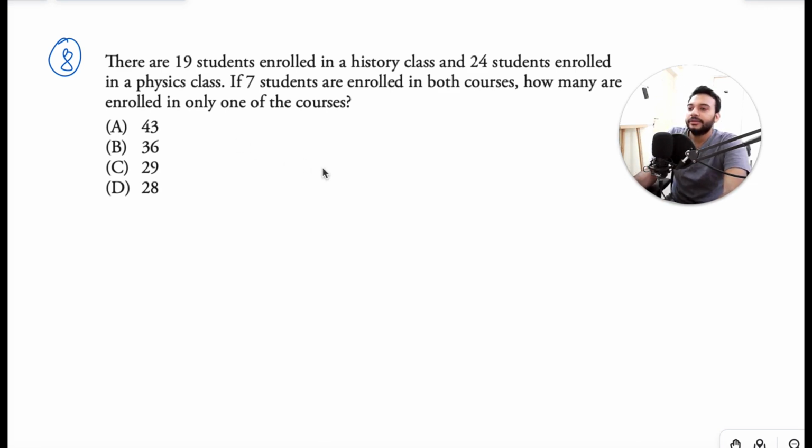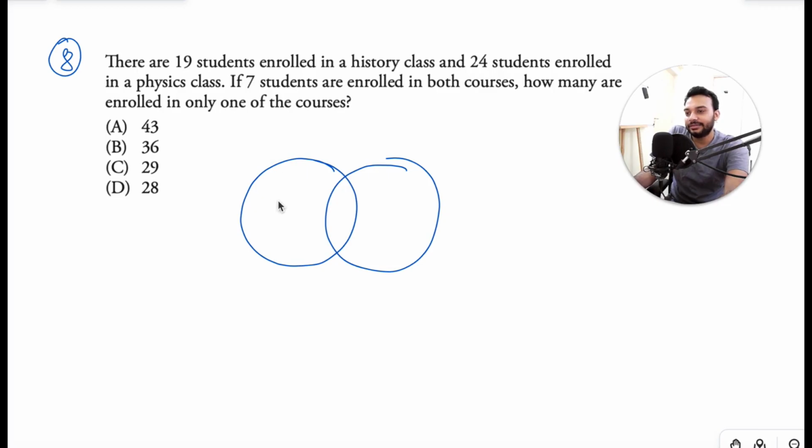Okay. So in a Venn diagram, let's see what a Venn diagram is. This is the history class. This is the physics class. This is represented by both. So 19 students are enrolled in a history class. That means H plus B is equal to 19. And 24 students are enrolled in a physics class. B plus P is 24.